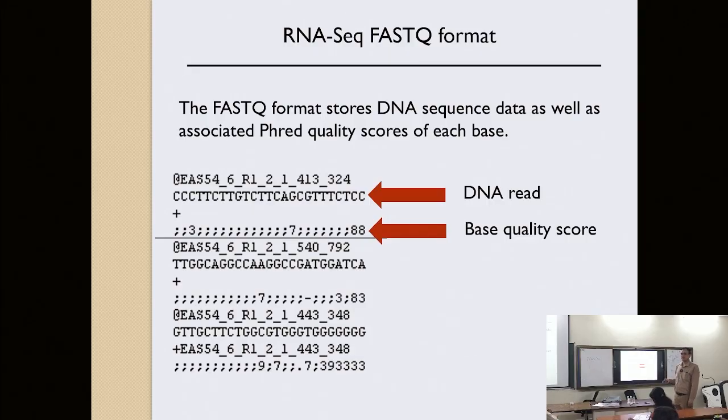Typically there are often millions of reads. So you will have 4 multiplied by millions or whatever. That's why these files are really very, very big.